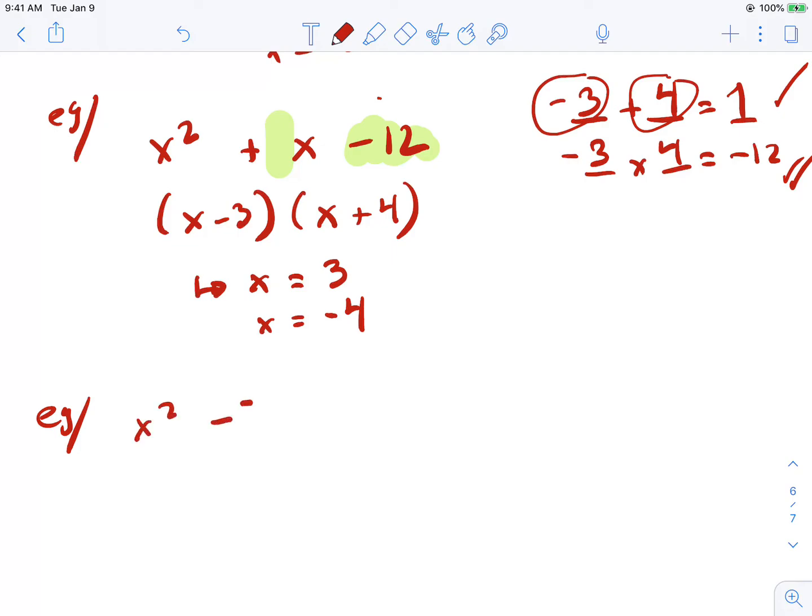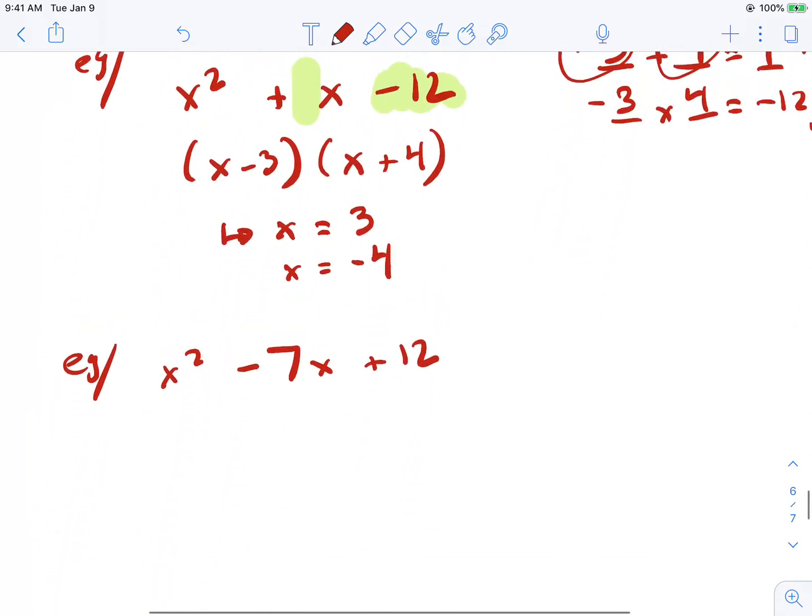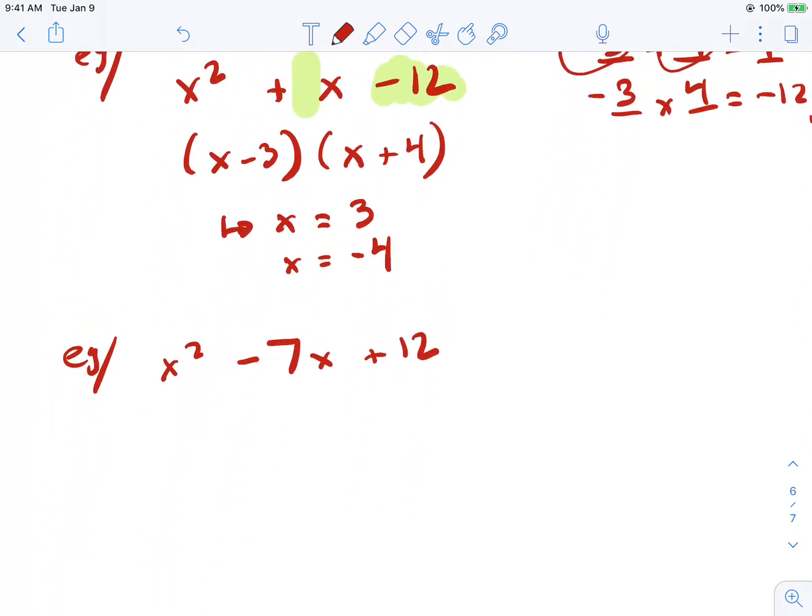Okay, let's try one more example, and I think we should be good because that'll cover all of our cases. Let's try x squared minus 7x plus 12. Okay, here, what are our two numbers? Well, we need numbers that multiply to positive 12 and add up to negative 7. Okay, no problem. So we need things that add up to negative 7, and we need things that multiply to positive 12.